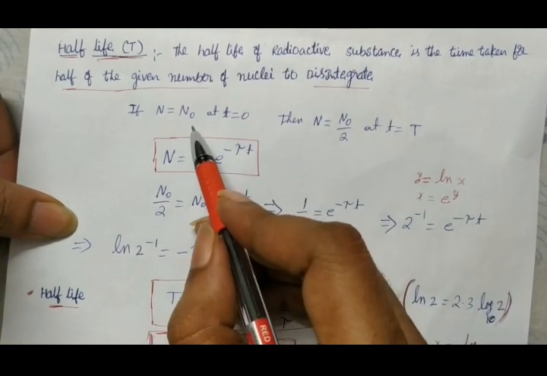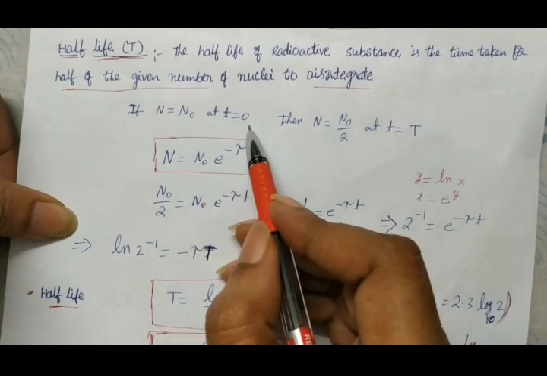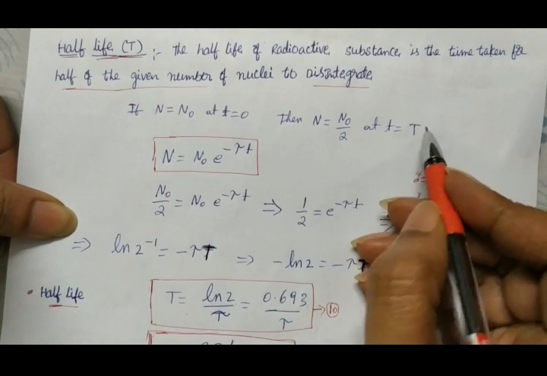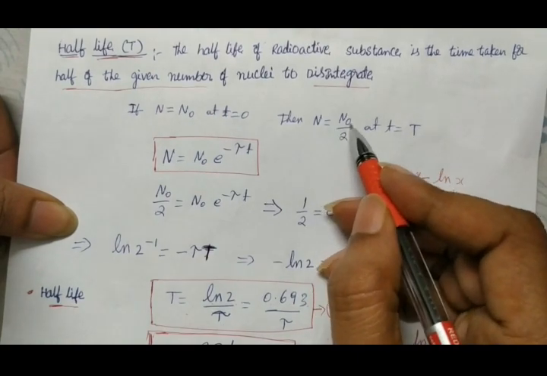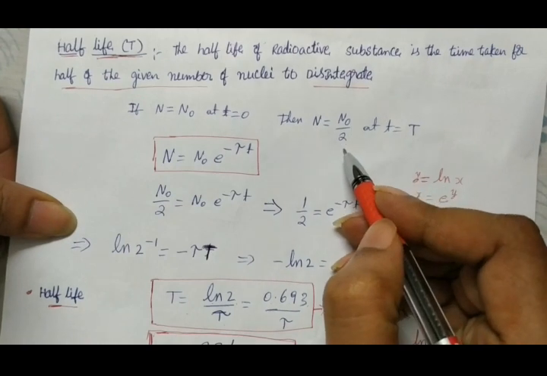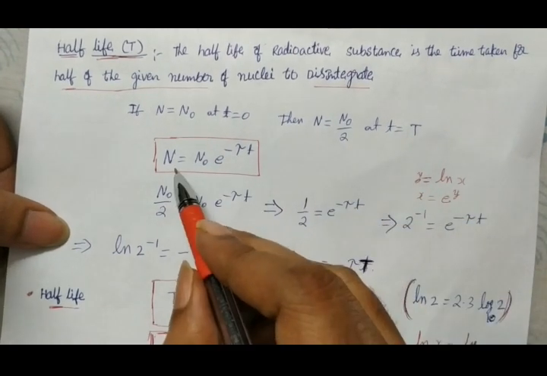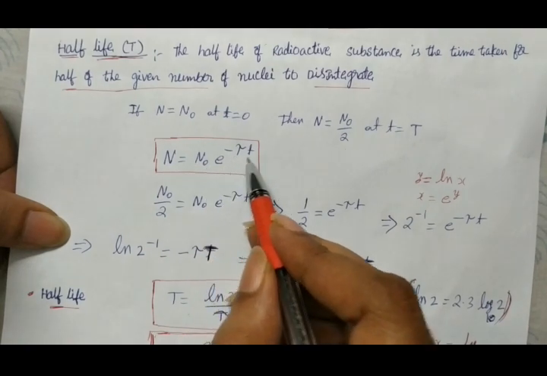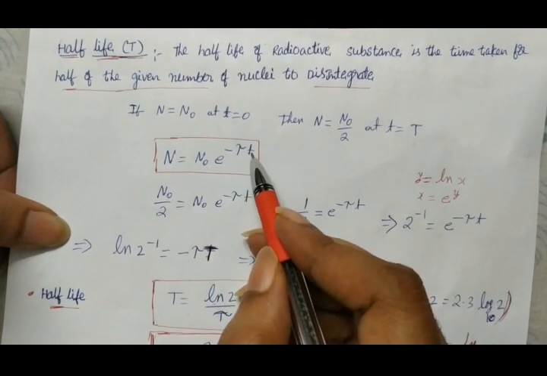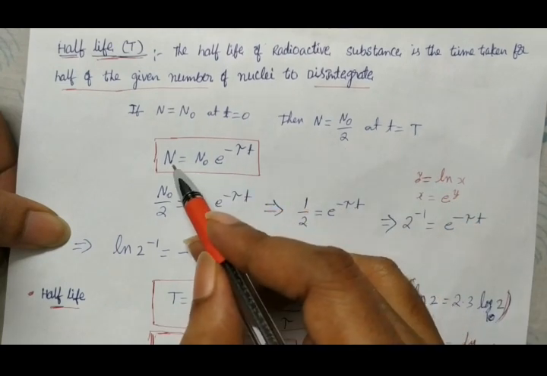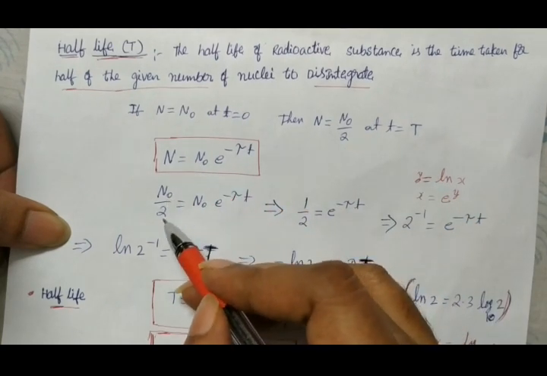Suppose initially N0 is the number of nuclei at time 0. After some time, which we call the half-life time, represented with capital T, the number of nuclei becomes half of the initial N0, that is N0 by 2. We know the number of nuclei left after some time is N equal to N0 e power minus lambda t. After t equal to capital T, what happened? The number becomes N0 by 2, half of the initial number.